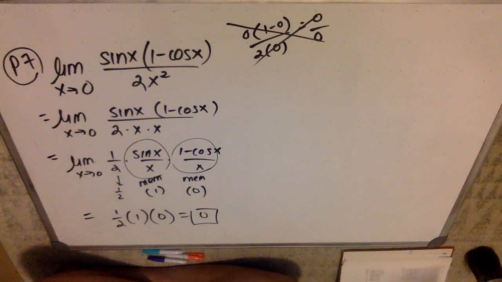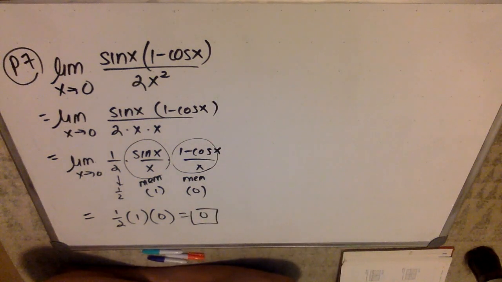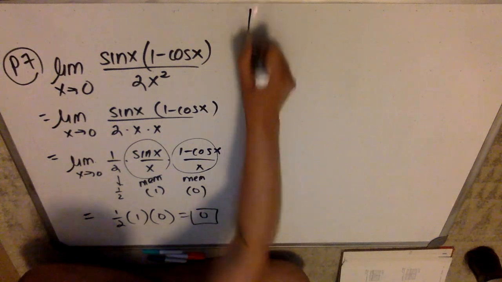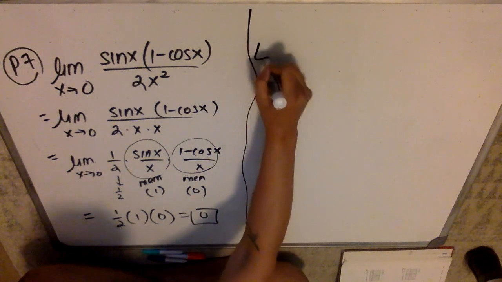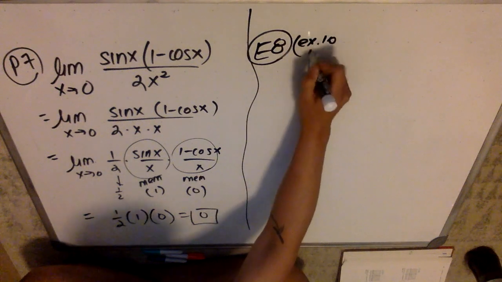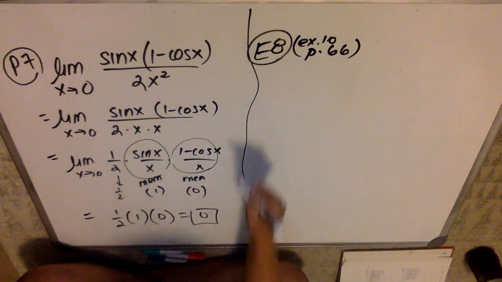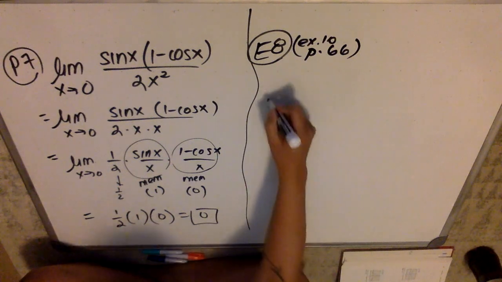All right, let's do one more of these as an example, which we'll actually do the one that's listed as example 10 on page 66, and then I'll give you one more practice problem. And then after we do that, we'll call it a wrap on 1.3. All right, so we're going to call this E8, but it is actually example 10 in the book on page 66, okay?